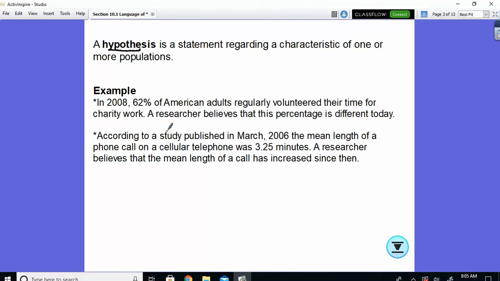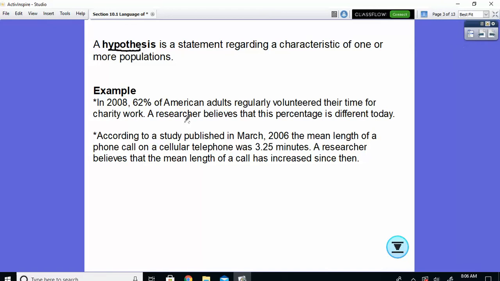According to a study published in March 2006, the mean length of a phone call on a cell phone was 3.25 minutes. A researcher believes that the mean length has increased. So what's the hypothesis this time? The mean is greater than 3.25. Okay, so it's just some kind of guess that you're making about your population.